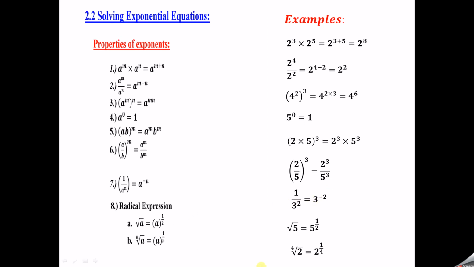And eighth property example, root 5. Root 5 is nothing but 5 power 1 by 2. Whenever there is a square root, it is nothing but power 1 by 2. And fourth root of 2 is equal to 2 power 1 by 4. So in general, we write nth root of a is a power 1 by n. So here fourth root of 2 is 2 power 1 by 4. This is the example for the eighth property. So using these properties of the exponents, we try to solve some equations now.